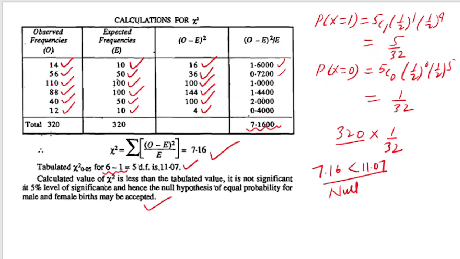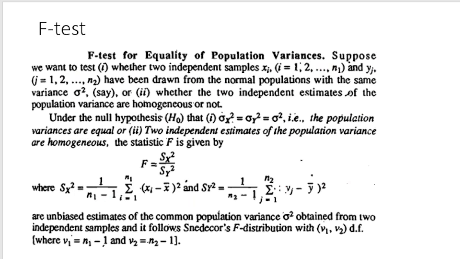So this is all in the series of chi-square. Next we are going to talk about F-test. So for chi-square we have taken around half an hour. For F-test also we will take around 20 minutes. So keep watching till the very end.